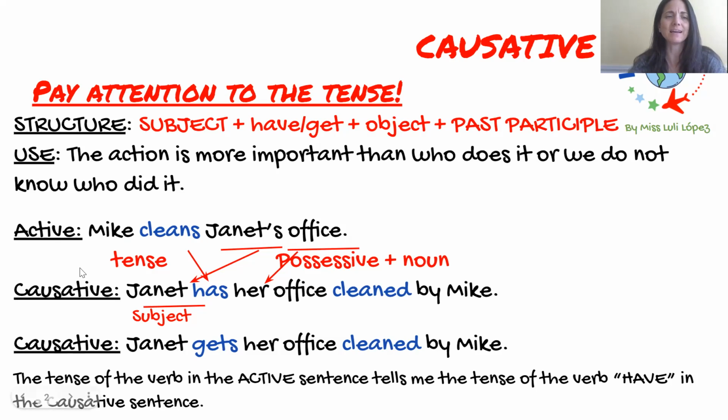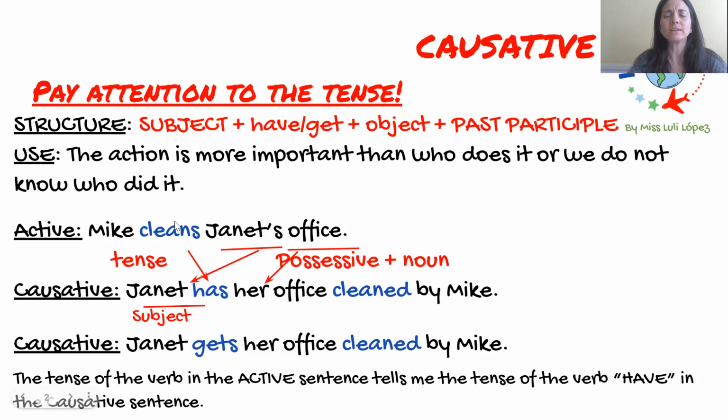Yes, and this is an active sentence. It's the typical structure that we know. We have the subject, the verb, and the direct object, and what follows. Now, in the causative, what we do is change some positions of the words. So, what was the direct object in the active sentence is going to become the subject in the causative. So in this case, it's going to be Jeanette.